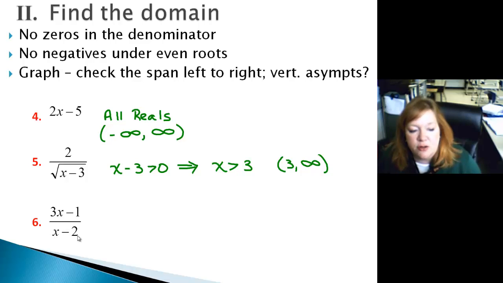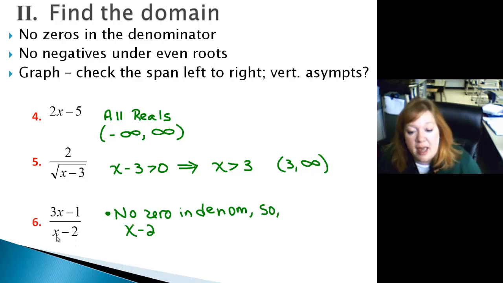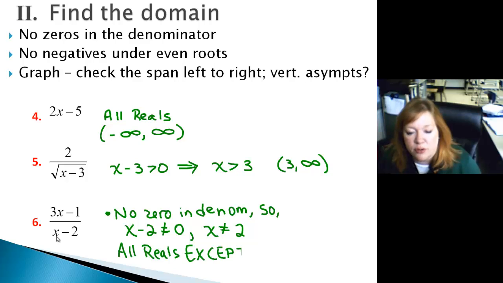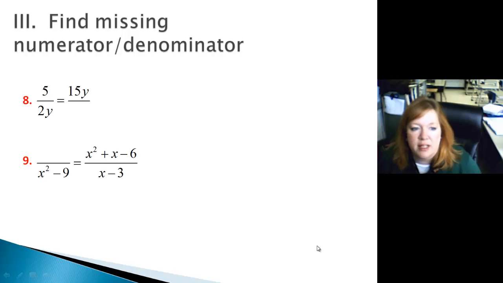Number 6, you have an x in the denominator here, and what you need to do is say, well, I cannot have a 0 in the denominator. So what would make the denominator equal 0? So we say x minus 2 cannot equal 0, which means x cannot equal 2 because 2 minus 2 is 0, and that makes our function undefined. And you can write this in words, all reals except for 2, that's fine. If you were doing it in interval notation, you would say negative infinity to 2, union 2 to positive infinity, but I didn't do that in this case.